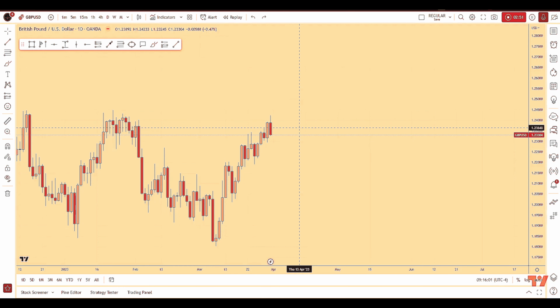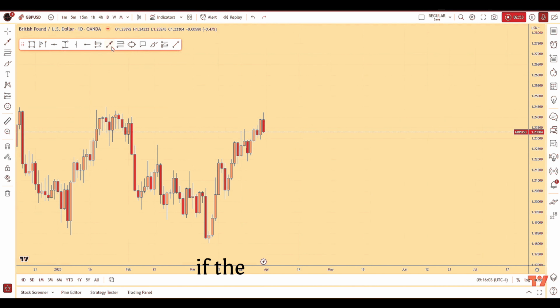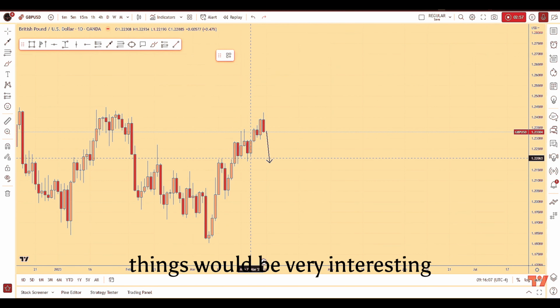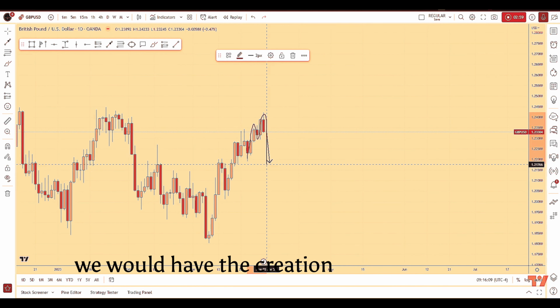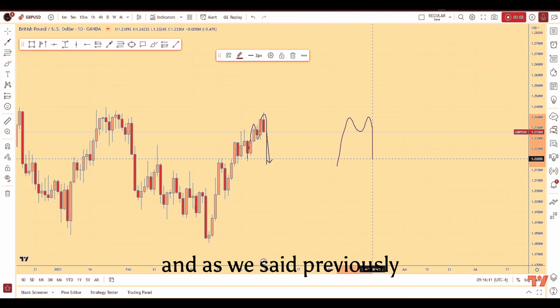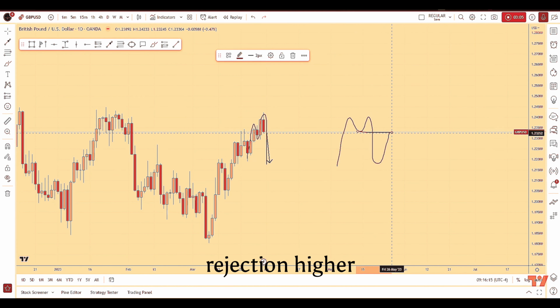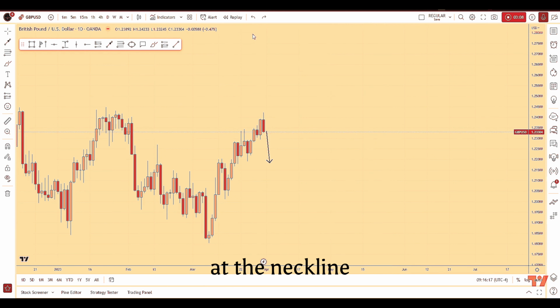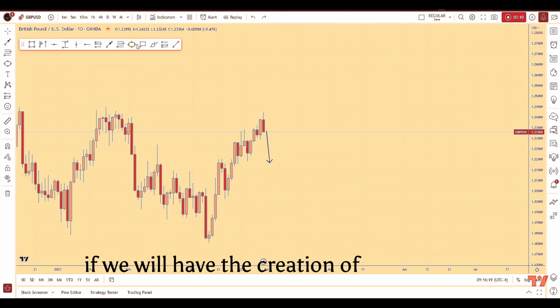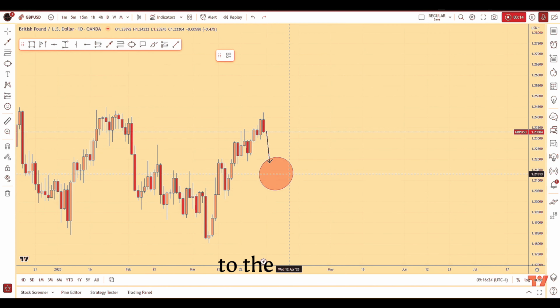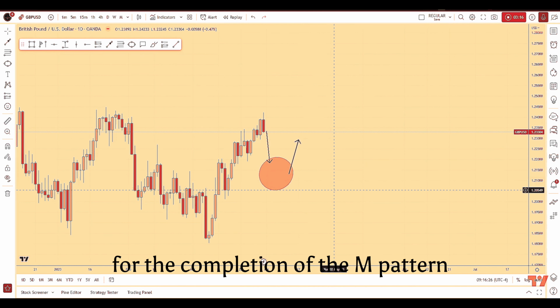Now, going back to GBP USD, if the market here would create this rejection to the downside, things would be very interesting because at that point we would have the creation of an M pattern, and as we said previously, after the creation of an M pattern, we could expect a potential rejection higher for the completion of the M pattern at the neckline. So if we will have the creation of this pattern, we could be approaching a potential rejection to the upside for the completion of the M pattern at the neckline.